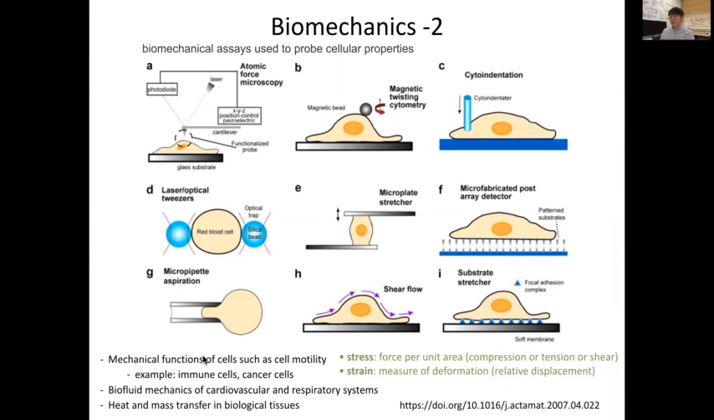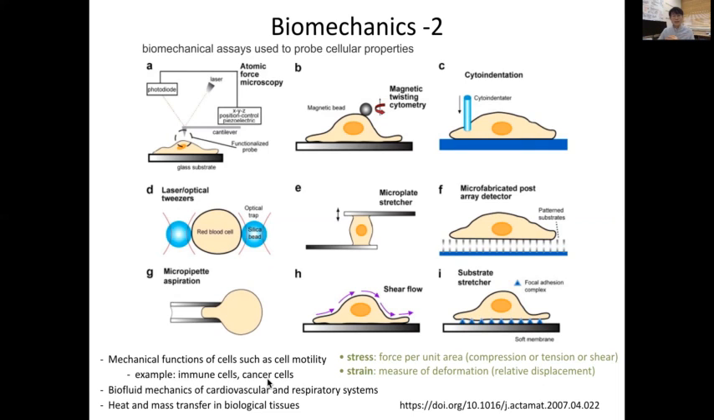For example, mechanical functions of cells such as cell motility. We know that when there are outside insults such as bacterial attack or viral infection, our immune cells are very, very motile. This motility could be very important for our immune function.